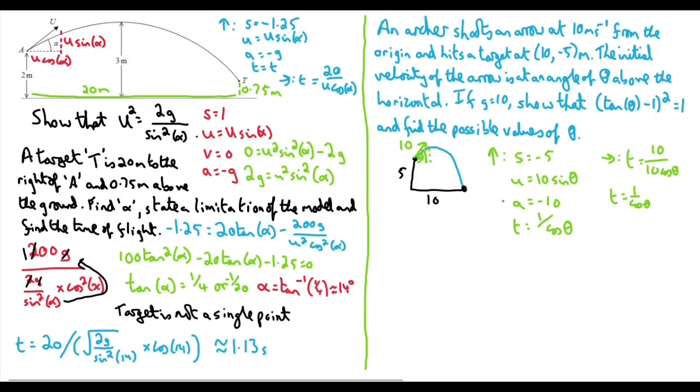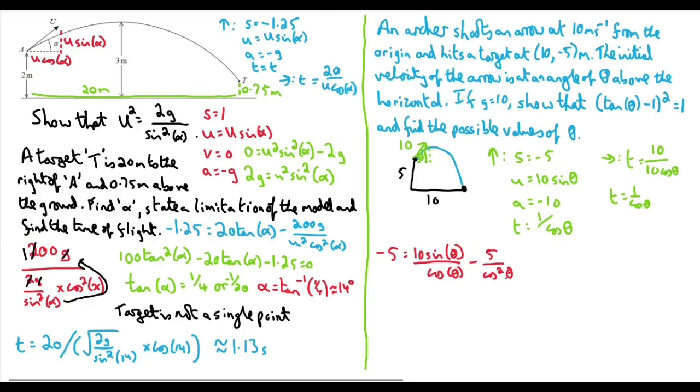And with this, we can now construct an equation, which we need to introduce that equal sign we're trying to get to. So we can use s equals ut plus half at squared. So minus 5 equals 10 sine theta over cos theta, and then plus half at squared. Well, a half of a is going to be minus 5, so minus 5. And again, t squared is going to be 1 over cos squared.